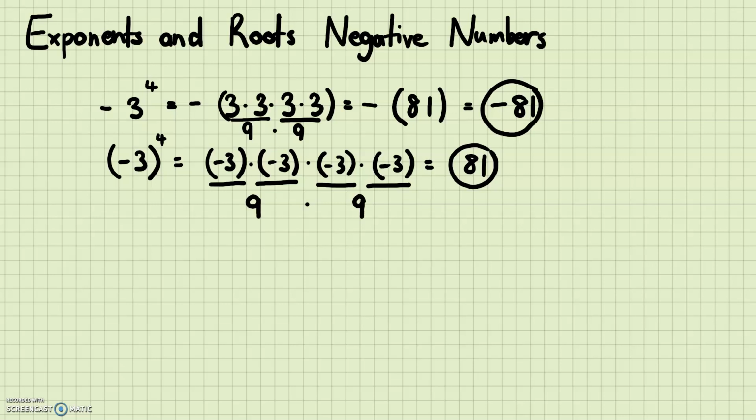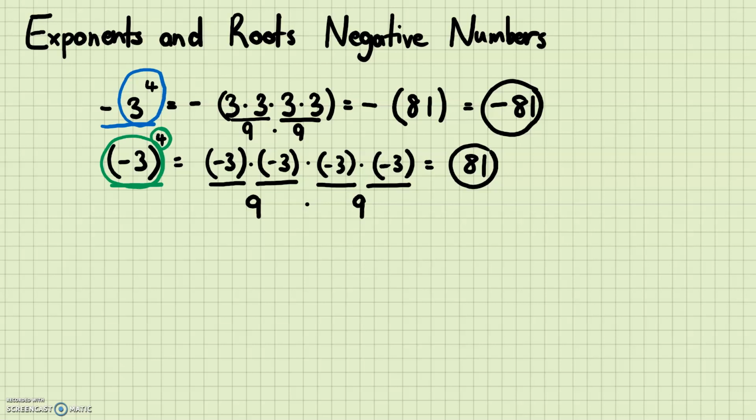If there is a negative sign with no parentheses like this, this means that you have to do this part first, and then attach the negative sign to the answer. But for this case, it means you have to do negative 3 and raise that to the 4th power.